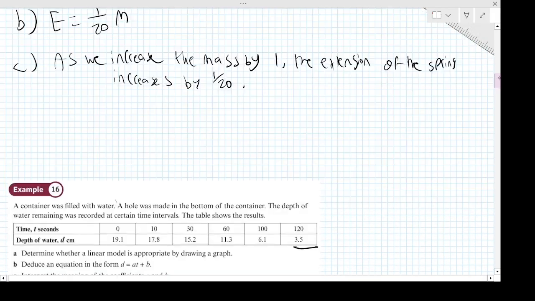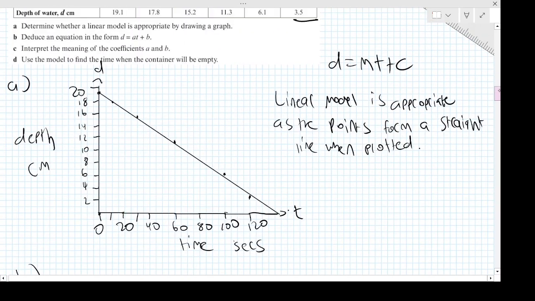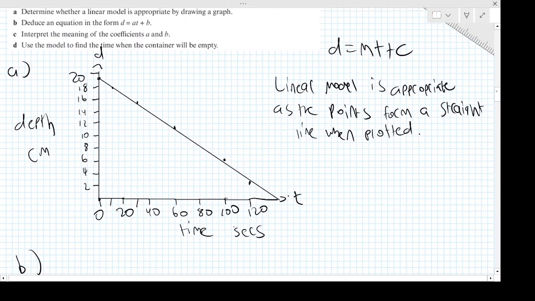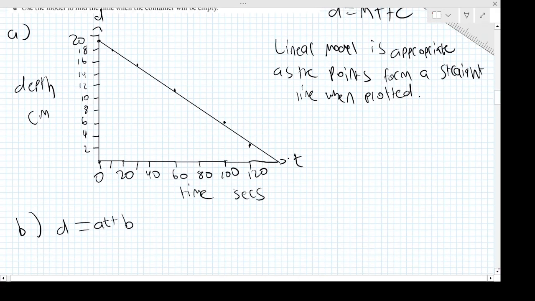is deduce an equation of the form D is AT plus B. Well, that's just what we talked about. Instead of y is mx plus c, we have D is AT plus B, but it's the same thing. D is AT plus B then. If we compare it to y is mx plus c, A is going to be a gradient, and B is our y-intercept. Okay, well then, A then a gradient.